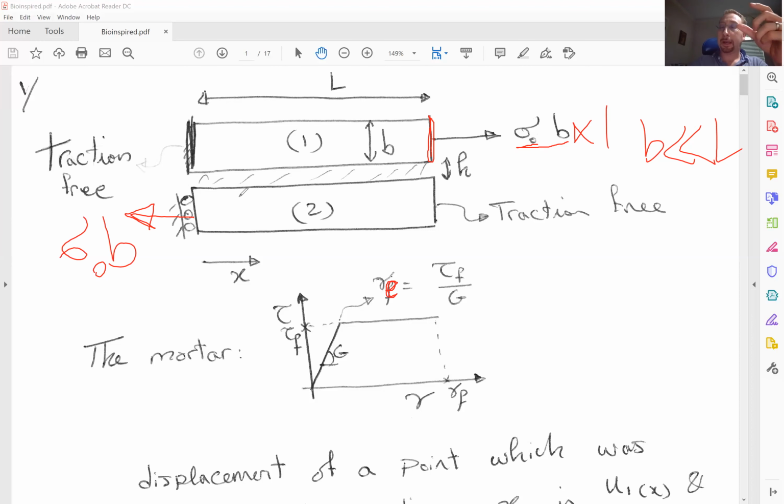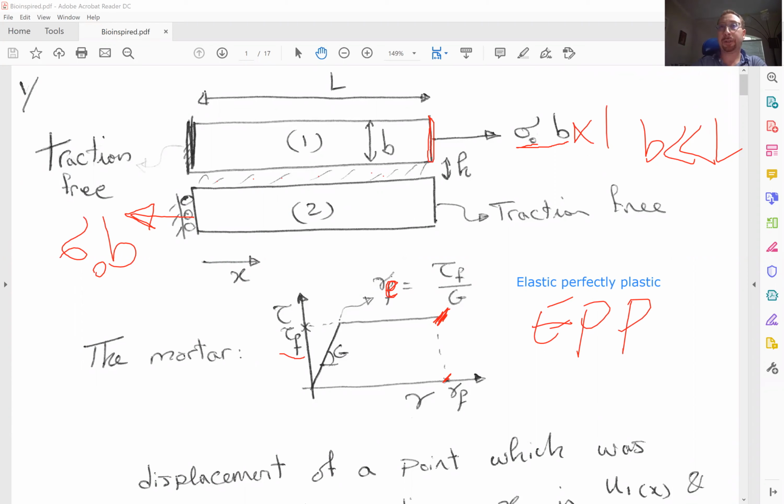Now, as far as the material behavior, the mortar, this region in the middle, we are going to assume that it behaves like this. Tau, shear stress, as a function of gamma, initially goes up linearly. Then when a yield stress, tau F, is reached, it deforms plastically, but without any increase in stress. This is a type of behavior that we call elastic, perfectly plastic, or EPP. When the shear strain reaches this value, the mortar breaks.